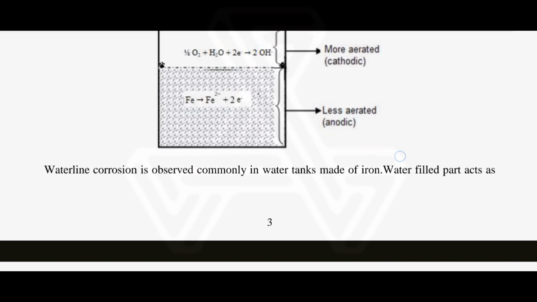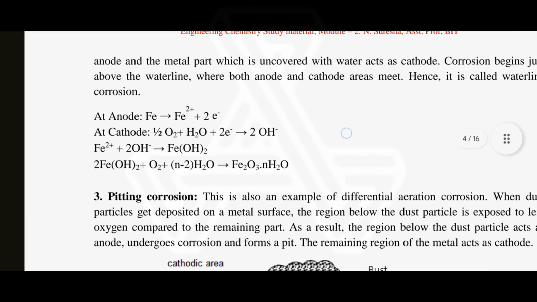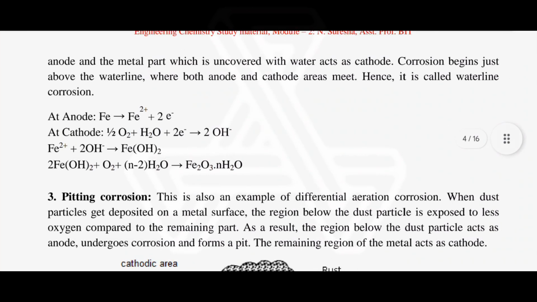Water filled part acts as anode and the metal part, which is uncovered with water, acts as cathode. Corrosion begins just above the waterline where both anode and cathode areas meet. Hence it is called waterline corrosion.